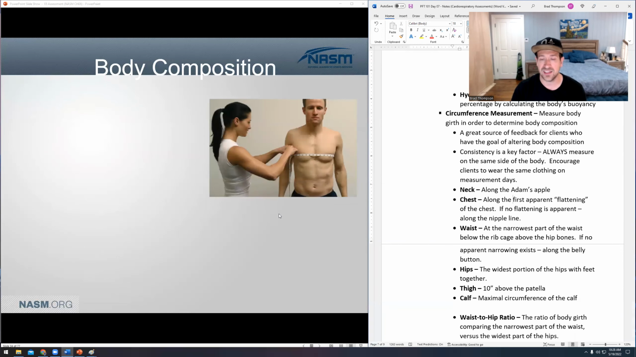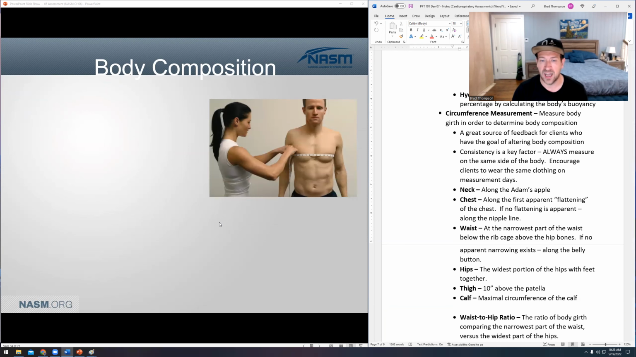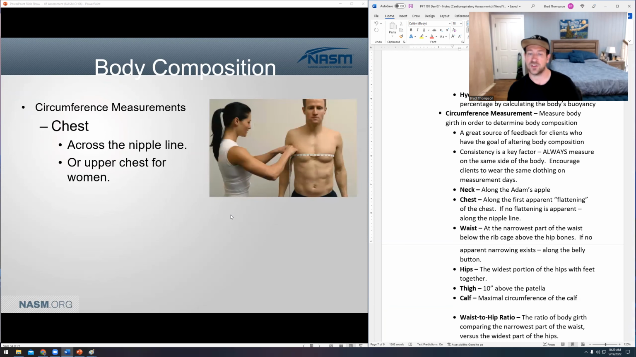So big thing here, guys, is to make sure that you're being as consistent as possible. Try not to pull too hard or too soft, because that will alter the inches. We want consistency. So you want to make sure that you're measuring in the same site, which is why for the neck, we're going to go right along the Adam's apple. For the chest, we are going to go at the first apparent flattening of the chest. Just wherever the chest flattens out, that's where we're going to measure it.